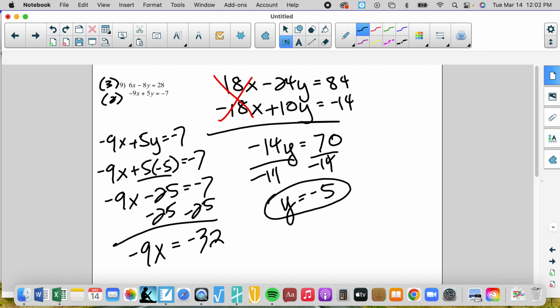5 times negative 5 is negative 25. So we're going to add 25 to both sides. And that's going to give me negative 9x equals 18.